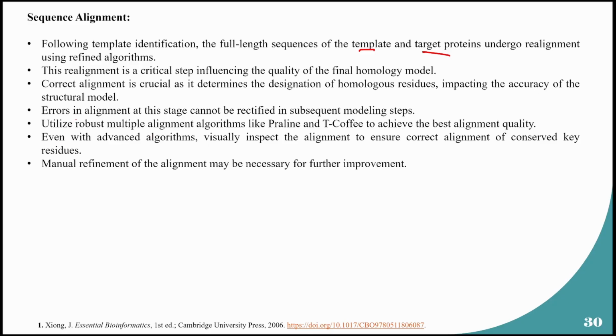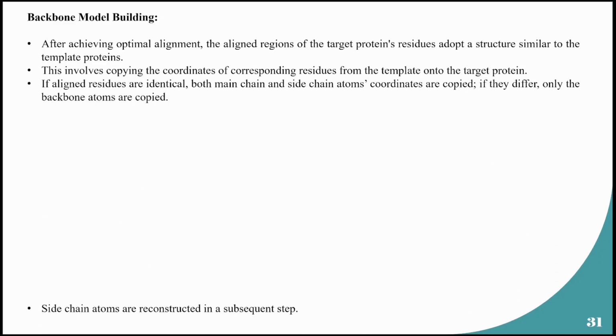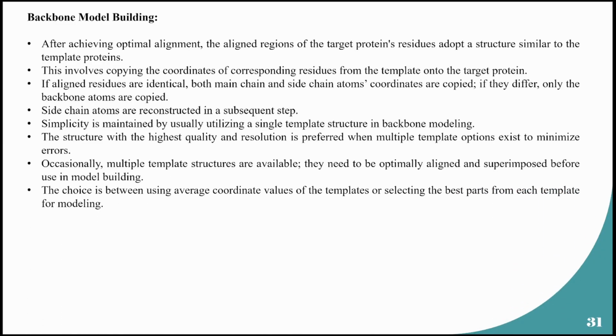But yeah, so you have to do the sequence alignment. You have to refine the sequence alignment, and then after that, you have to do backbone modeling, right? Now, when you have an alignment for your template as well as your target, then you know which residues of the template are related to, or can be associated with, which particular residue of the target, right?